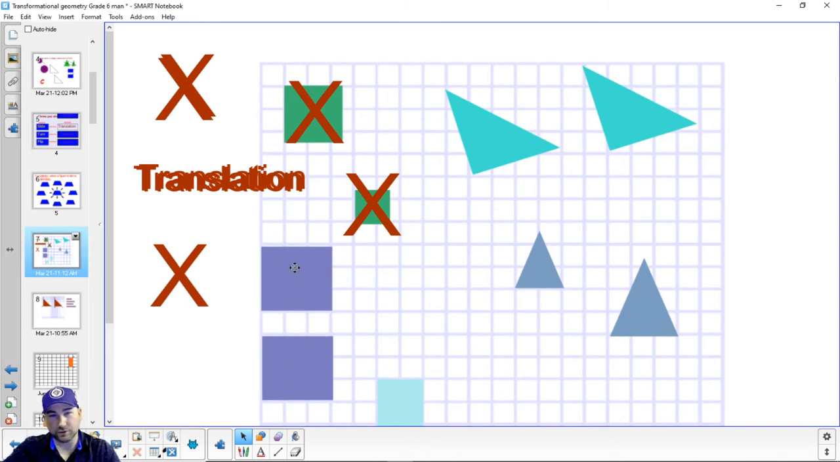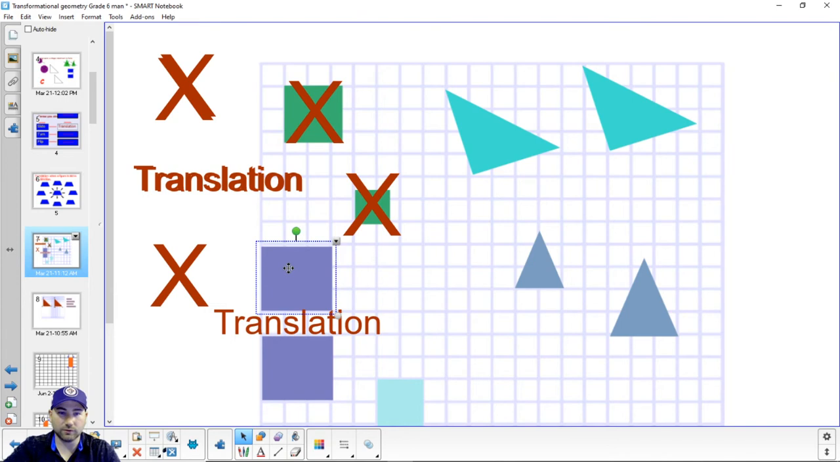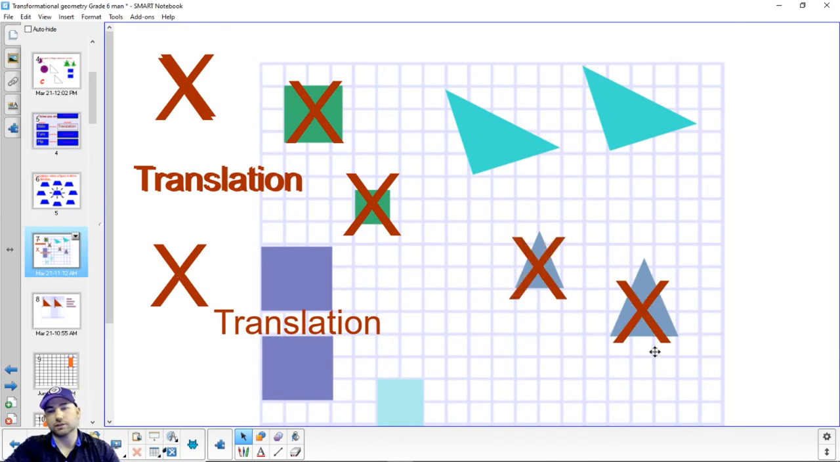How about this one? If this purple square translates to this purple square, can that work? Are they congruent? Yes, they are. That is a translation. This square can move to this spot. It slides down 1, 2, 3, 4 spots. Okay, how about these? Is that a translation? Well, if you've already classified it as non-congruent, then you are correct. It is not a translation.